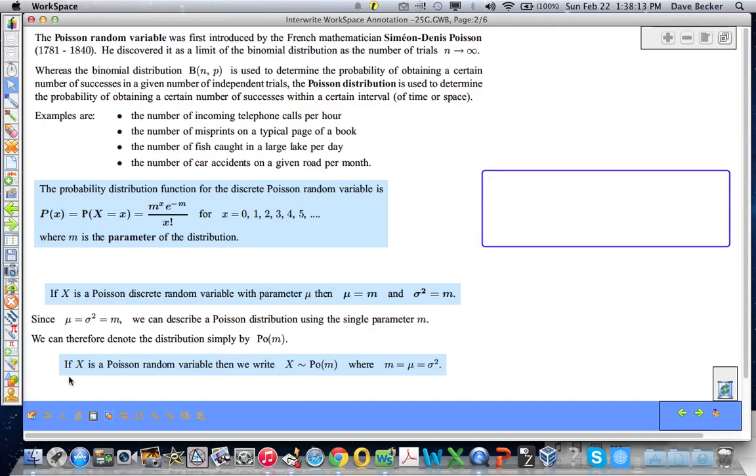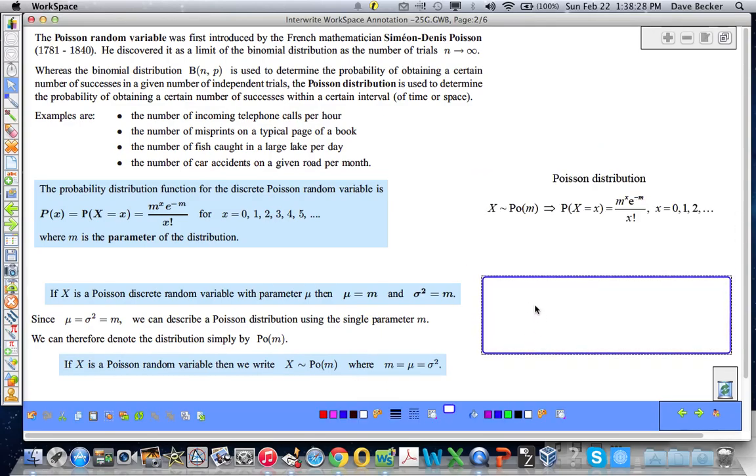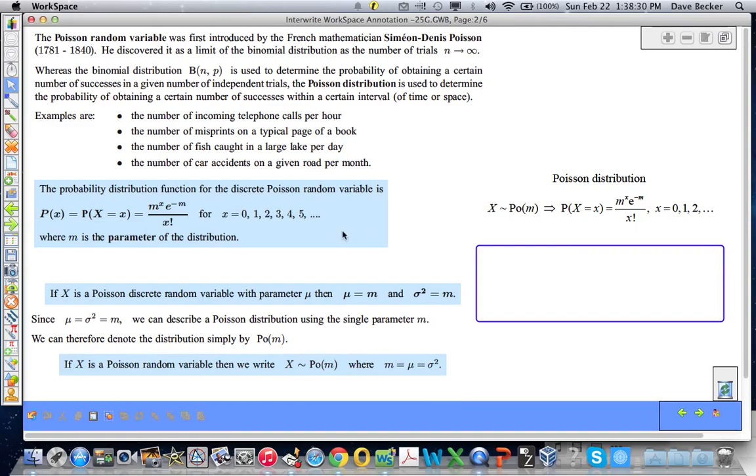And this is how we write it. If the random variable x is a Poisson random variable, then we write x is distributed as the Poisson of the mean m. And here's how it appears on your formula sheet.